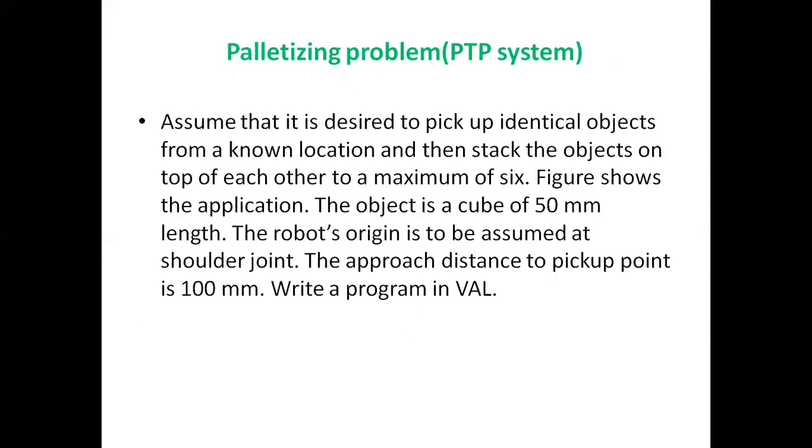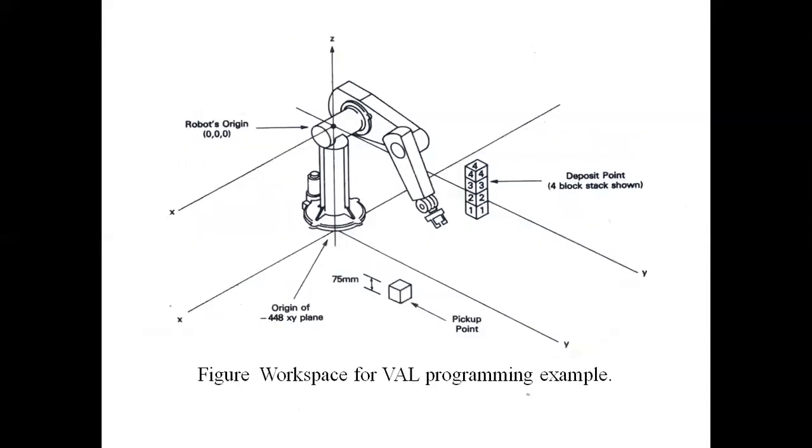over on it. So this palletizing problem, what we say is, we have to assume that it is desired to pick up identical objects from a known location, and then it has to stack the objects on top of each other to a maximum of 6. So the object, the cube, will be 50 mm in length. The robot's origin should be assumed at a shoulder joint. So we have to write a program in VAL.